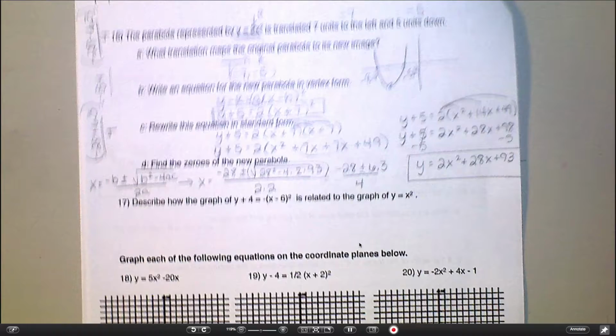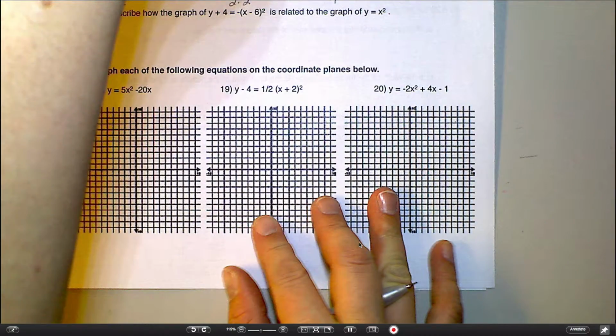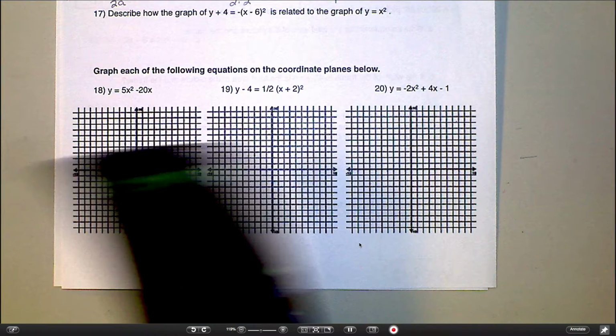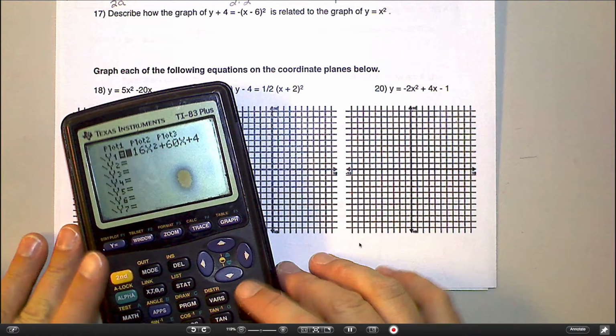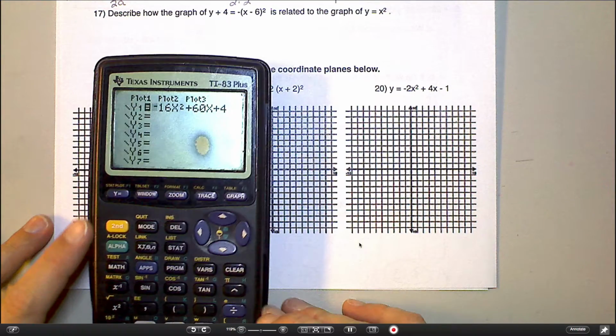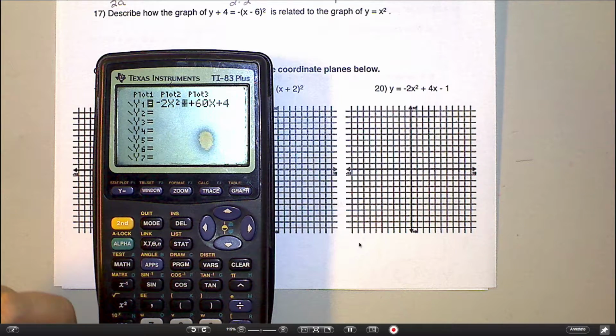20? Okay. What I would do with these, quite honestly, and with anything that you have to graph, I would put them in your graphing calculator. Okay? And this one's nice because it's already solved for y, so I would go to y equals. I would do -2x squared plus 4x minus 1. Oops, delete everything else that's there. So there's my equation.